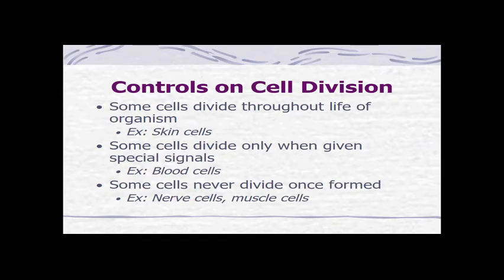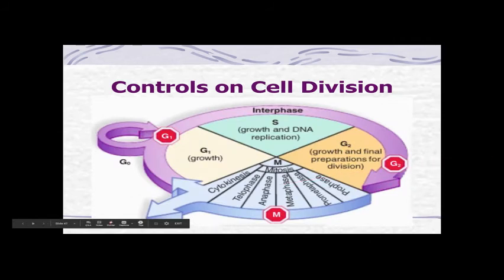Some cells divide only when given special signals, like our blood cells, like before we mentioned the liver cells that don't need to divide all the time, only when they're given a signal. And some cells never divide once they're formed. And we mentioned this before, like our nerve cells, our muscle cells, our heart cells. They're not going to go through this division cycle. So there are specific points within the cell cycle that things are checked and monitored to make sure things are going correctly.